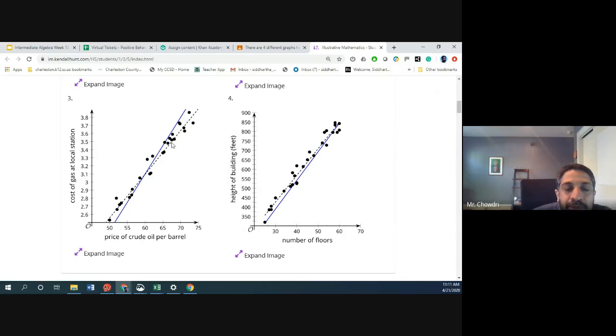The dots are much closer to this dashed line than the solid blue line, right? It's below all these dots and it's above all the dots here. So the slope is a little bit off. So this dashed line is a pretty good fit for these dots.